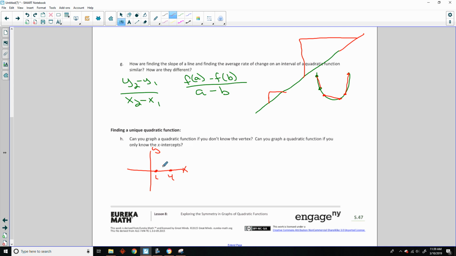vertex could be here and it could curve over like this, or the vertex could be way up here and this function could go like this.